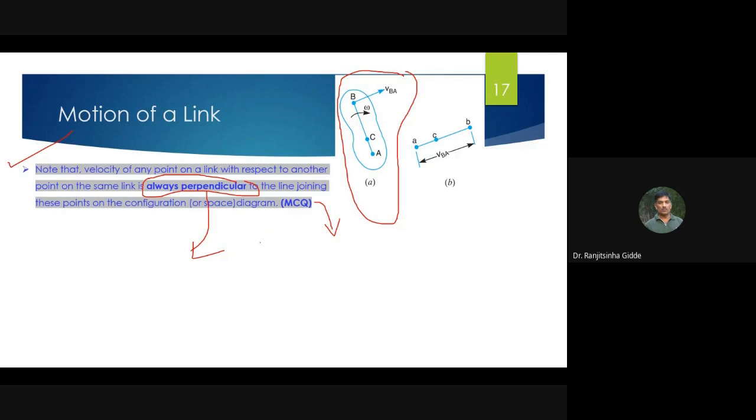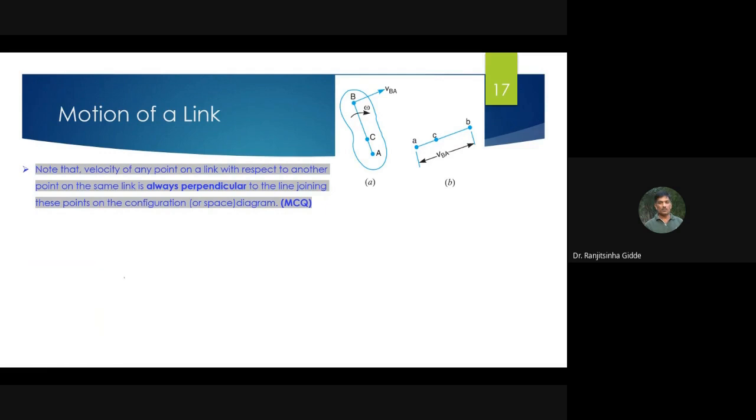So intentionally I have put this note on the slide so that you will understand what type of MCQs will be asked. So velocity of any point on a link with respect to another point on the same link is always perpendicular to the line joining these points on the configuration or the space diagram.